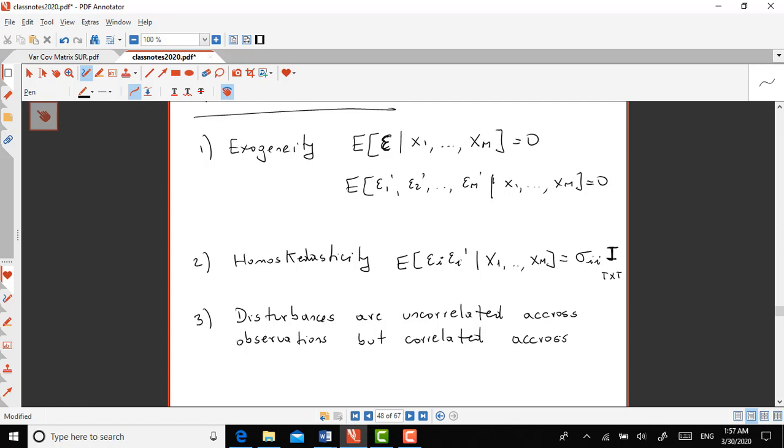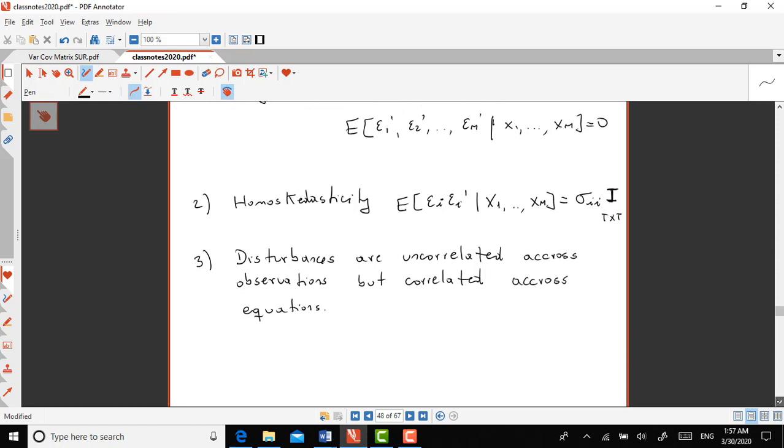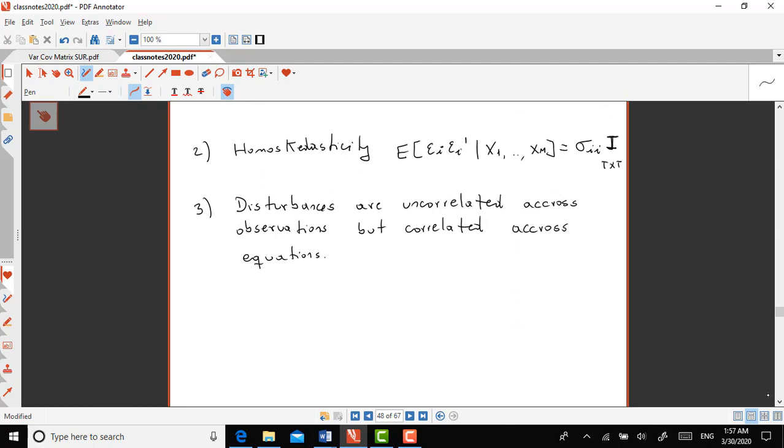Uncorrelated across observations but correlated across equations. Let me write it down mathematically, and then I'll try to give you some intuition. Then I can also show you the structure of the variance covariance matrix in the SUR model, which I think gives you a lot of intuition. So basically, here's what we have.